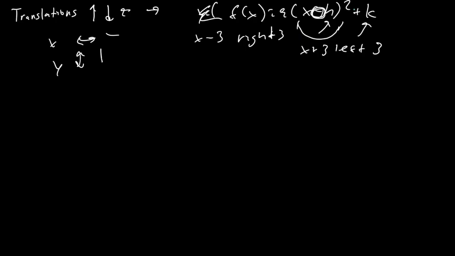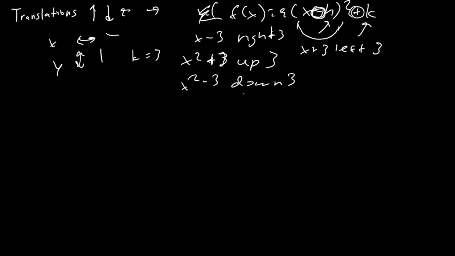Now for y, you can see k is outside of the parentheses, so it changes y, and it's a vertical translation. There's a plus here, so it's basically what you see. If k equals 3, so x squared plus 3, you would go up 3, not down 3. And x squared minus 3, you go down 3. This is pretty self-explanatory on a graph.